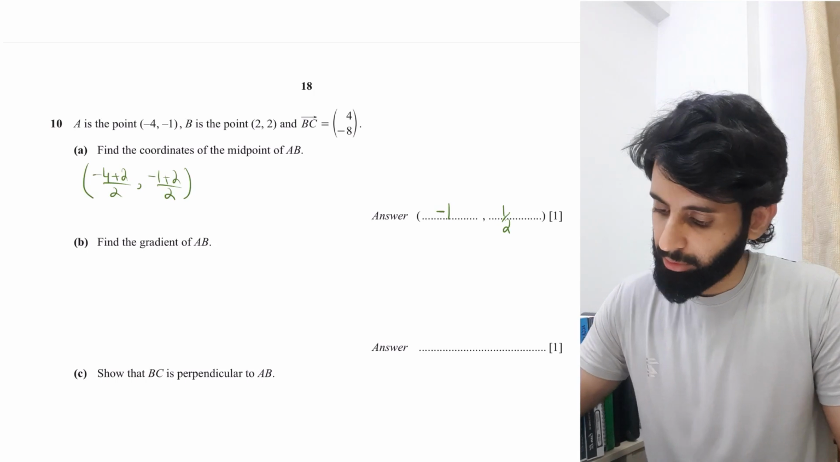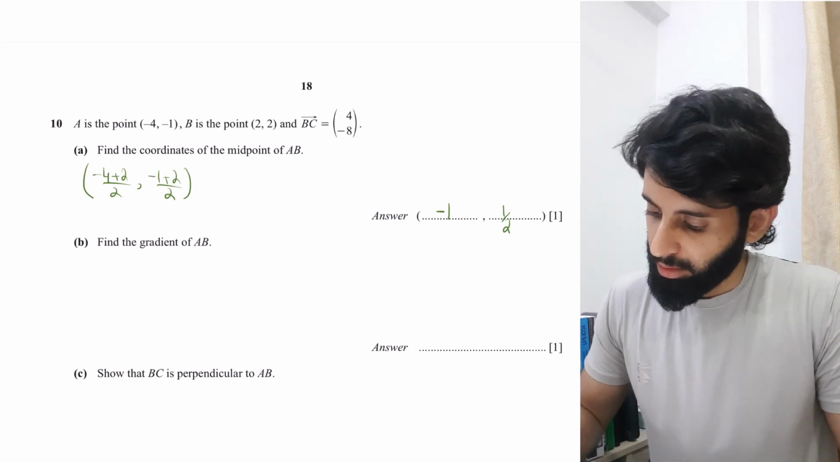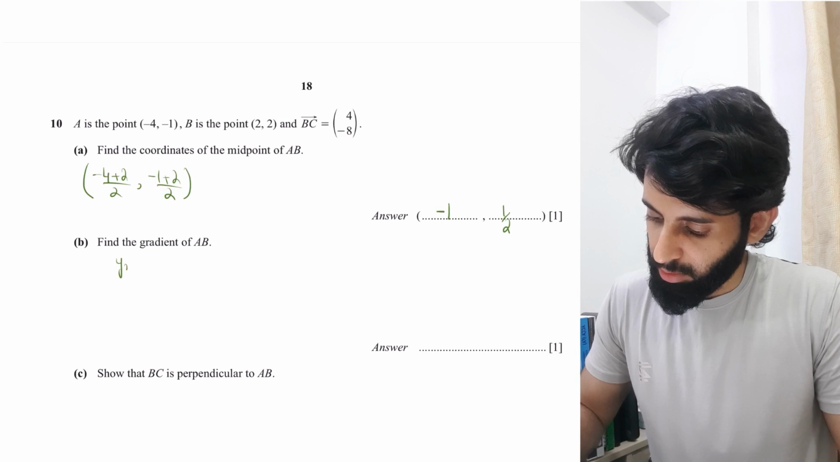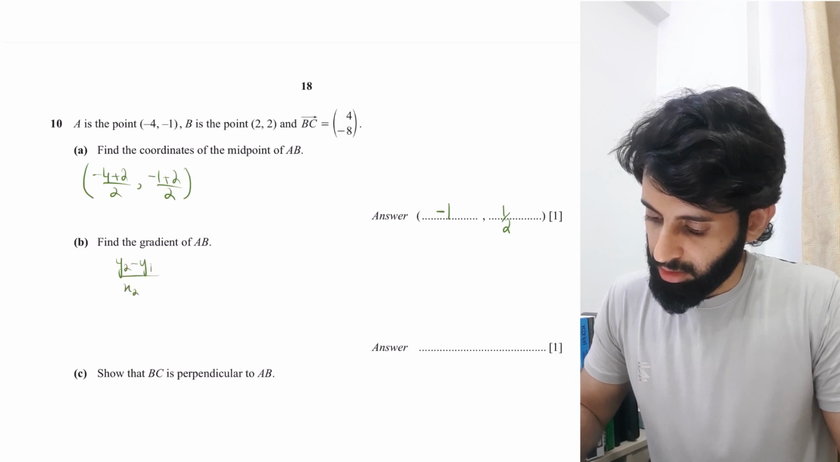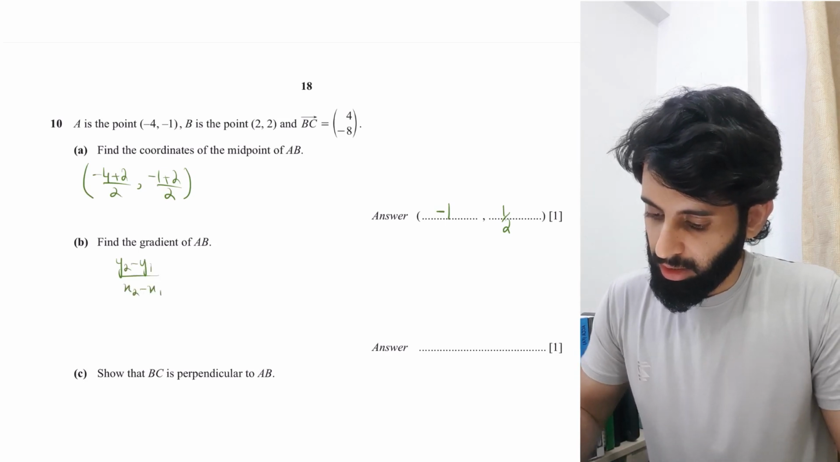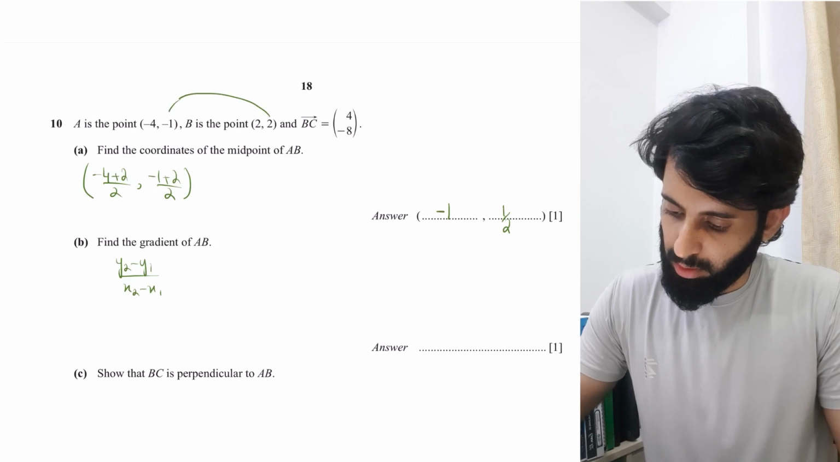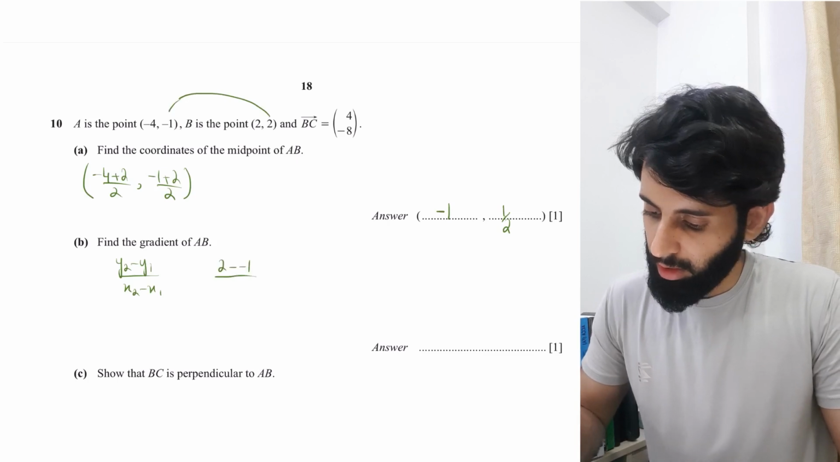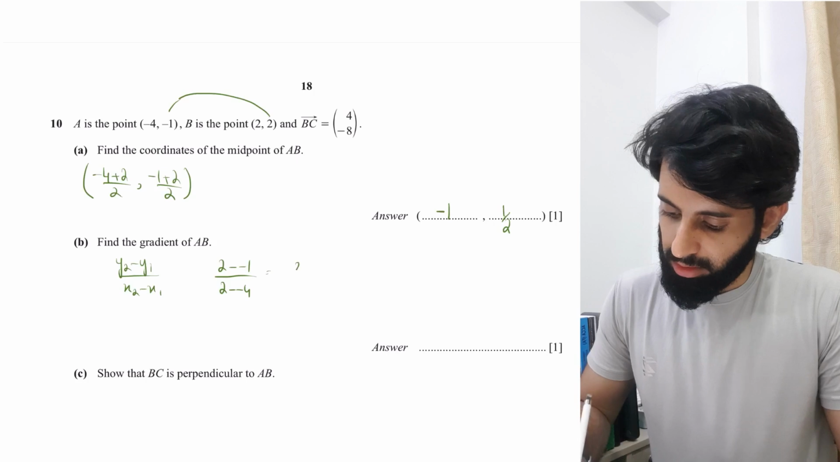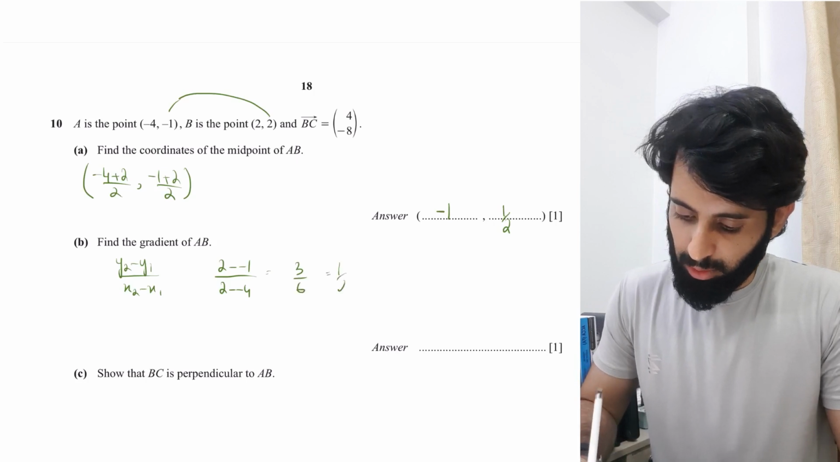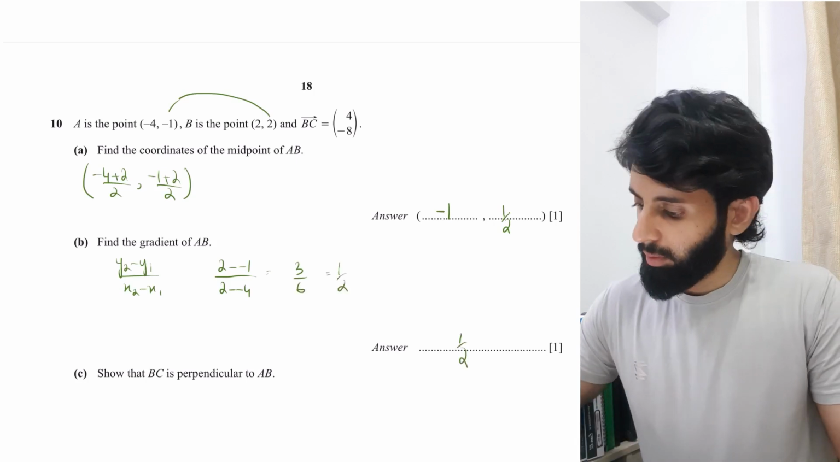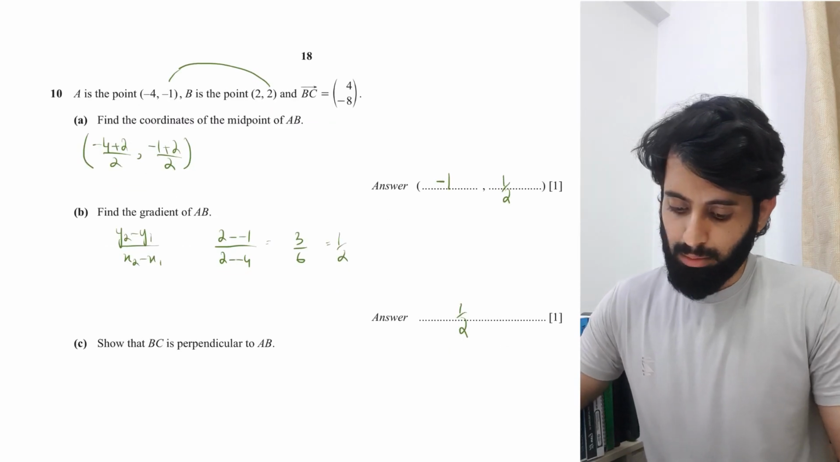You're just getting 1 mark for remembering the formula of the gradient. So gradient, as you know, is y2 minus y1 over x2 minus x1. So that's 2 minus minus 1 over 2 minus minus 4. So that's 3 upon 6, which is equal to 1 upon 2. Again, you have a choice whether you want to write your answer in decimal or fraction.